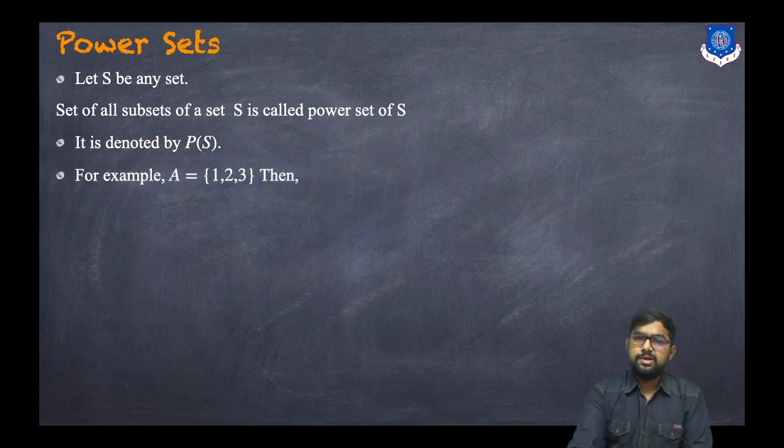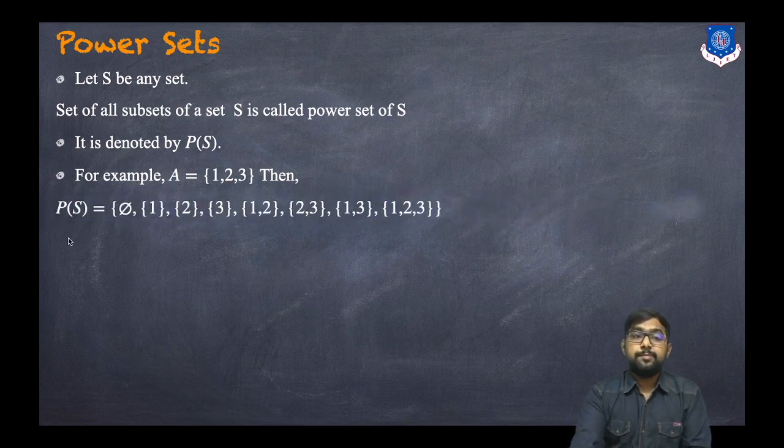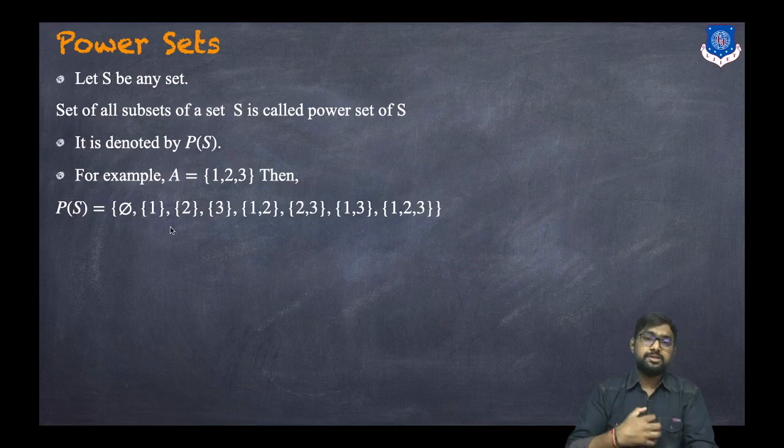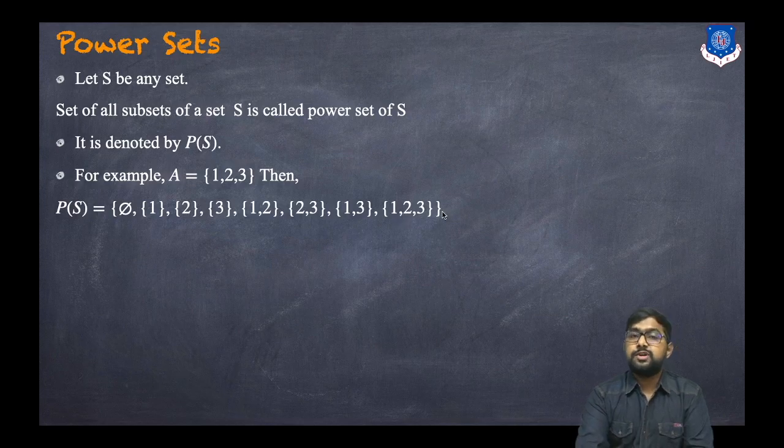For example, if we take the set A equals {1, 2, 3}, then how do we write the power set? That means the set of all subsets. Just collect all the subsets of the given set. The power set contains the empty set first, then the singletons {1}, {2}, {3}, then the sets containing 2 elements, that is {1, 2}, {2, 3}, {1, 3}, and lastly the set itself, that is {1, 2, 3}.